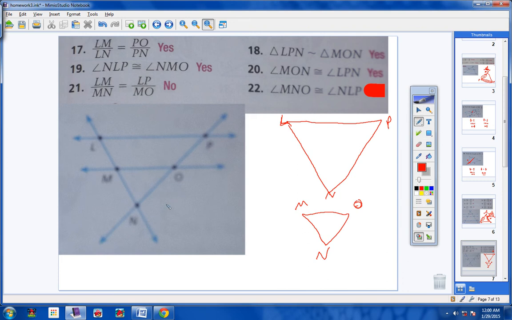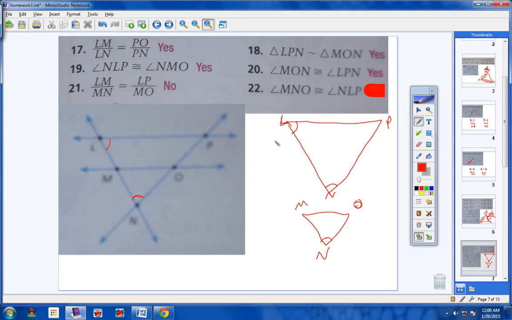Number 22, MNO. This angle is congruent to angle NLP. Guys, that does nothing when it comes to parallel lines. It really doesn't, okay? Let's see, this angle here is congruent to this angle here, and it's also congruent to this angle here.